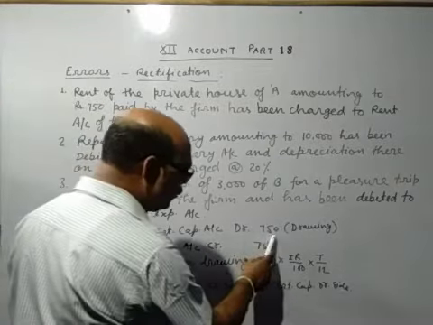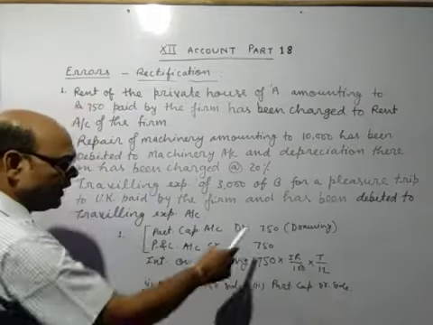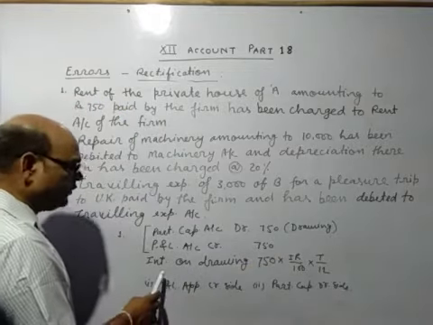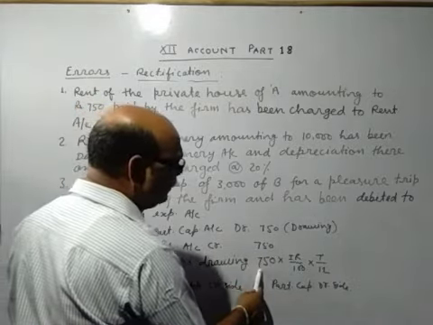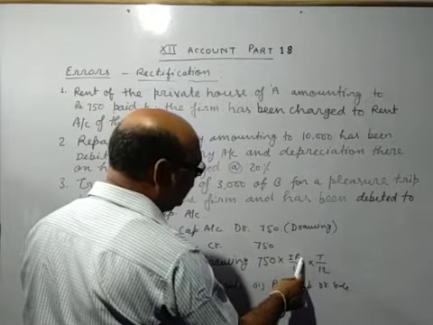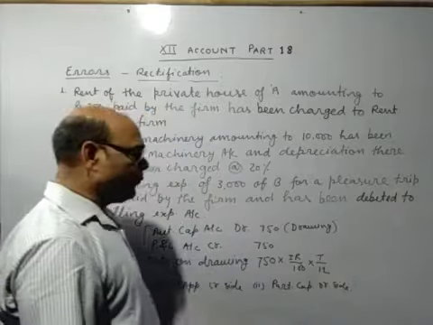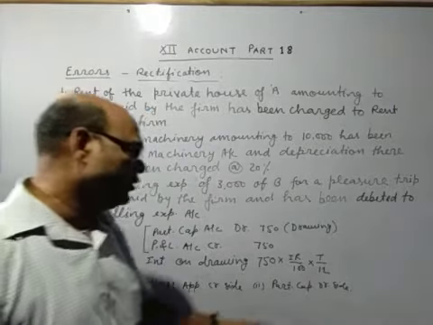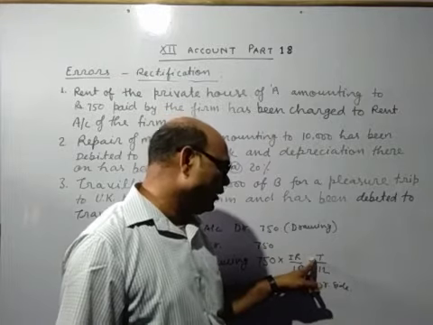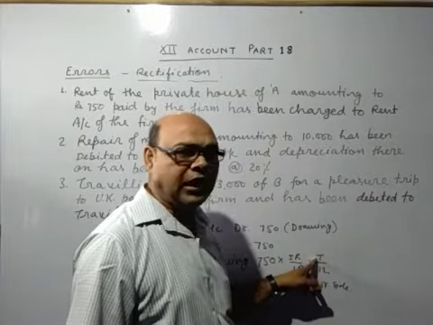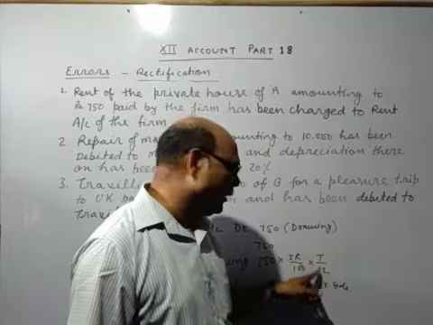Now, second thing, if the firm has a practice of charging interest on drawings, in that case this is the drawing of A. So on this amount the interest will also be calculated: 750 into interest rate into time upon 12. Suppose the drawing has been made on 1st December. Rent has been paid on 1st December. So time will be from 1st December to 31st March, 4 by 12.